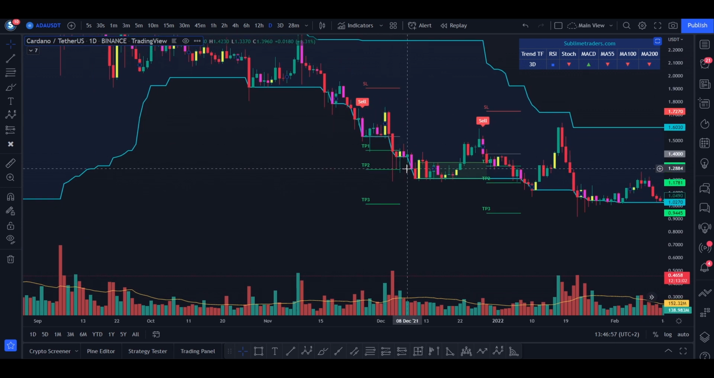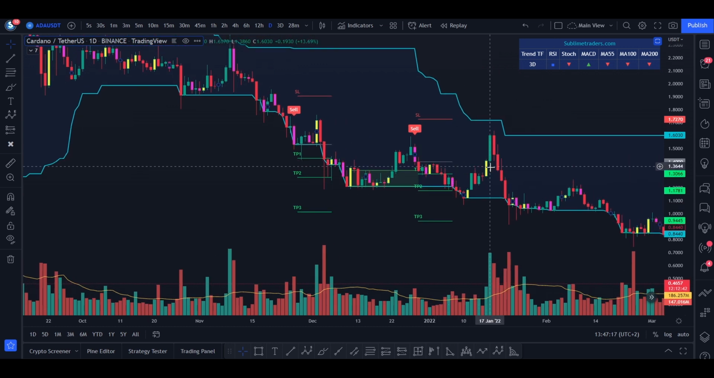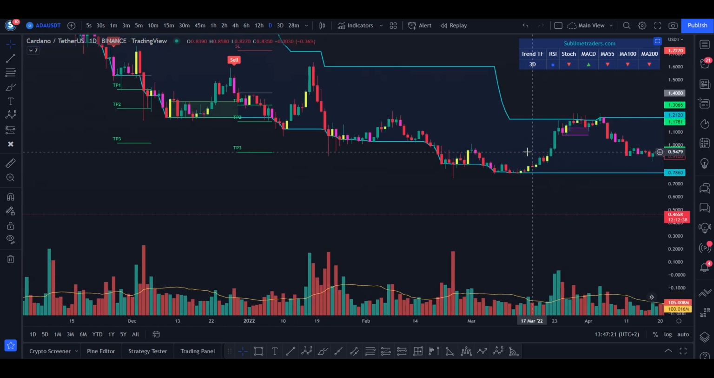Now we are coming back to short, and where we hit 2 take profits, another short consecutive that strengthens the idea that we are in a downtrend. And here we take 2 take profits because we leave before we moved our stop loss to entry.